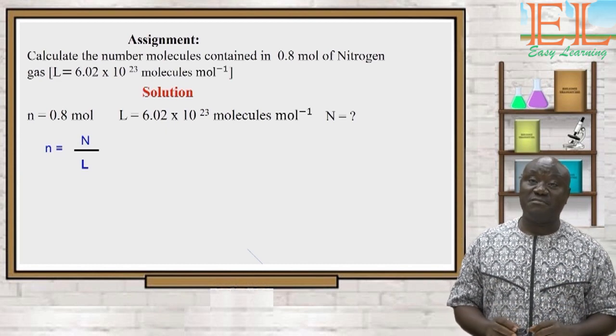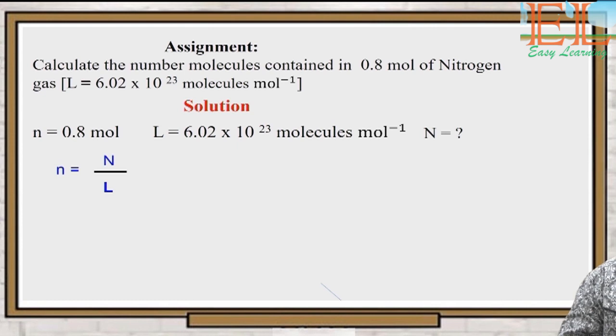By definition, lowercase n is equal to uppercase N divided by what? L. This is the mathematical expression of a mole. But we are looking for uppercase N. So how do we make uppercase N the subject of this formula? You will agree with me that we have to multiply both sides of the equation you see on your screen by the denominator, which is L. And the expression is what you see on your screen.